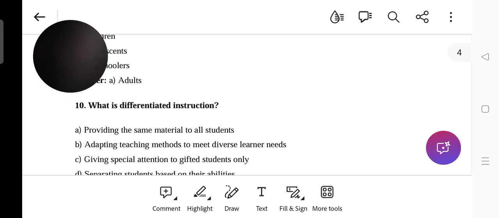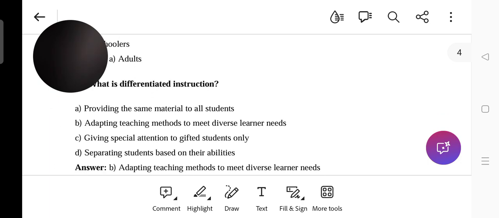And the next question: what is differentiated instruction? Okay. Option A, providing the same material to all students. Option B, adapting teaching methods to meet diverse learner needs. Option C, giving special attention to gifted students only. And option D, separating students based on their abilities.